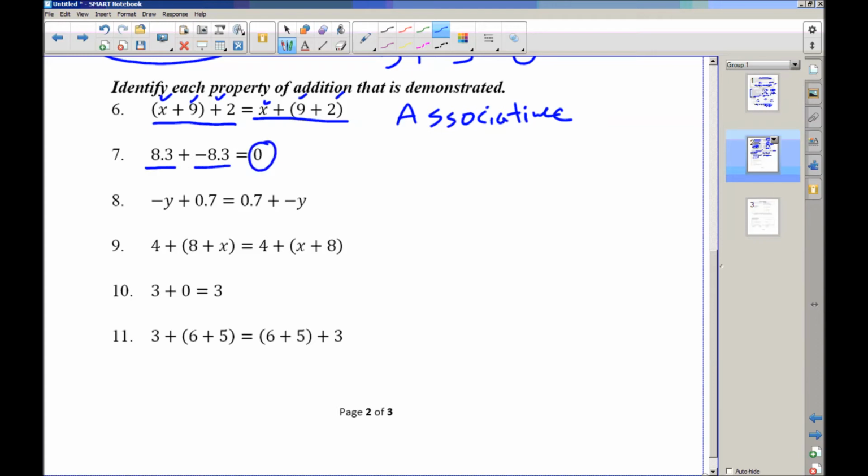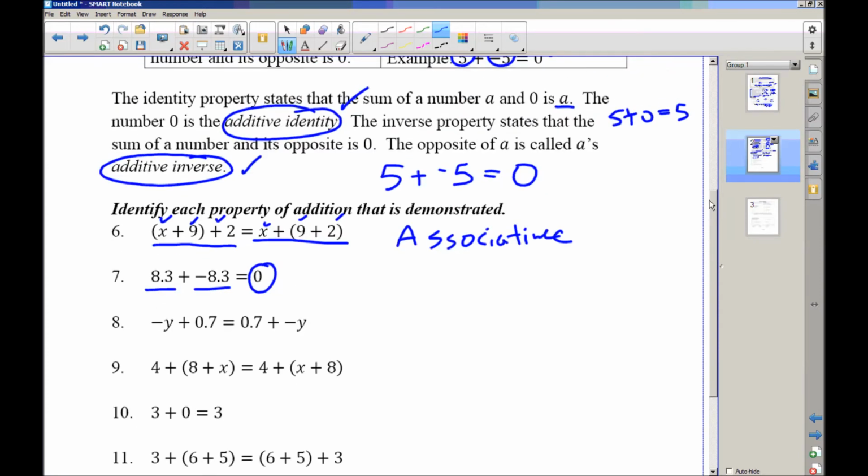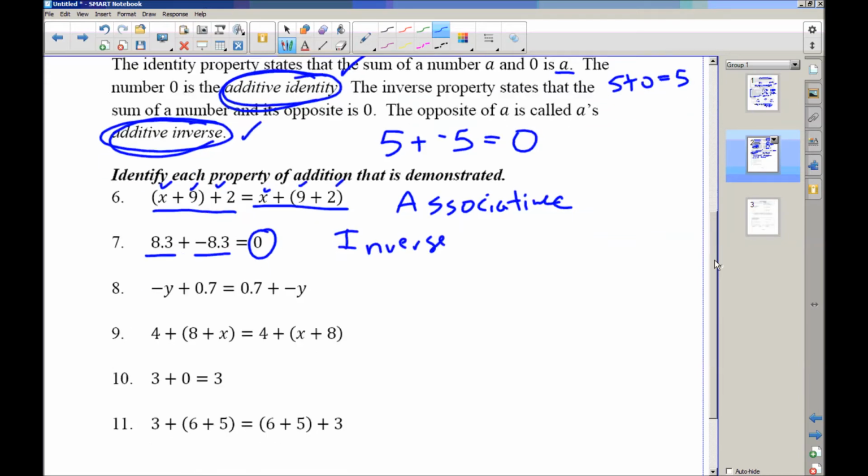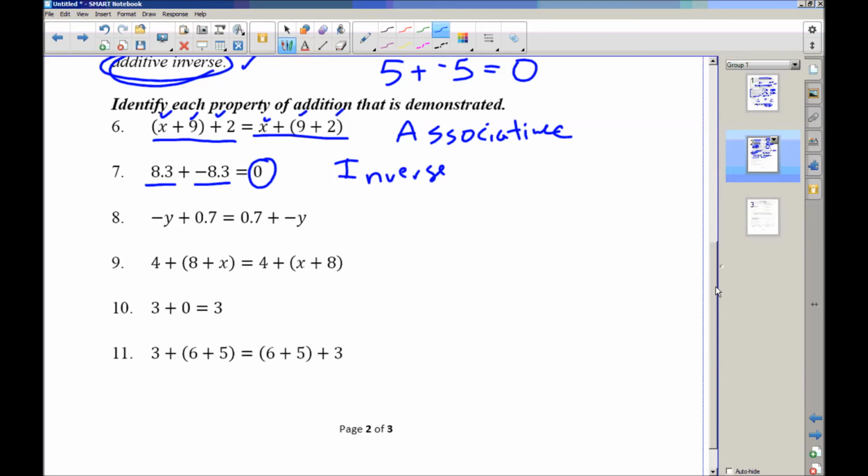So a number plus its additive inverse, and we ended up with the additive identity. Okay, so this guy is the inverse property for addition. And you can just write the first word, associative, inverse, etc. Okay. All right, so negative y plus 0.7 equals 0.7 plus negative y. I changed the order in which I add it, so this is going to be the commutative.